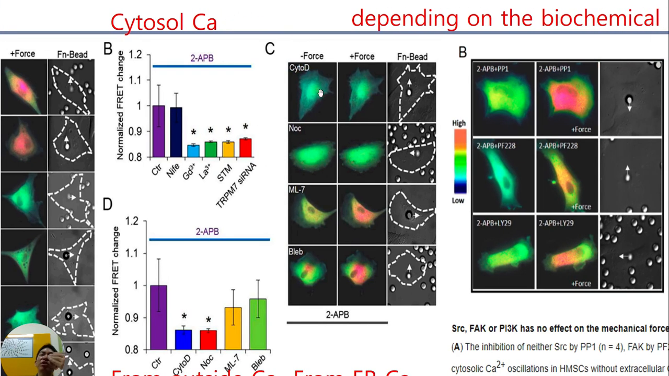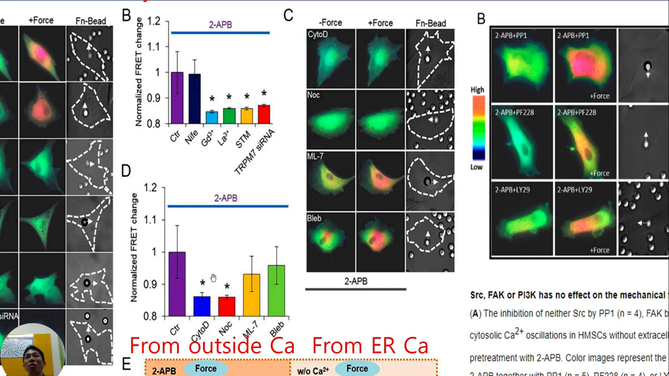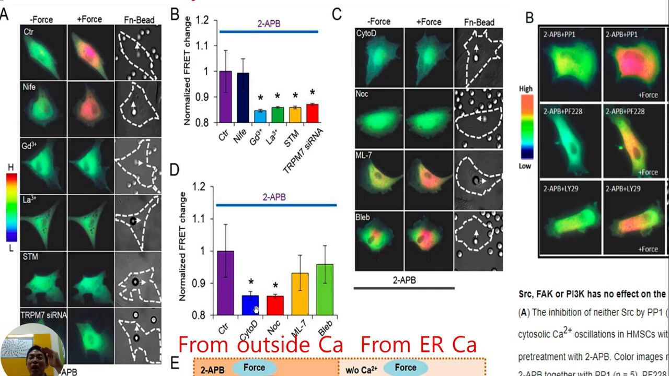And then the conventional mechanotransduction inhibitor, when they treat it, the calcium influx from outside media to cytosol happens, mediated by mechanotransduction. Their question: no call, and MR7, BLEBI. Through this one, they found out that cyto-D and no call, actually, originally when they induce force, it should go up. But NOCO and cyto-D maintain, which means that these two are involved in the outside cell to cytosol calcium influx.